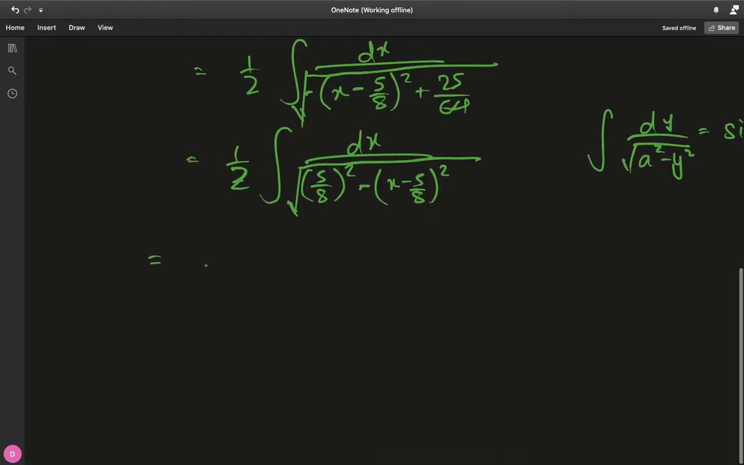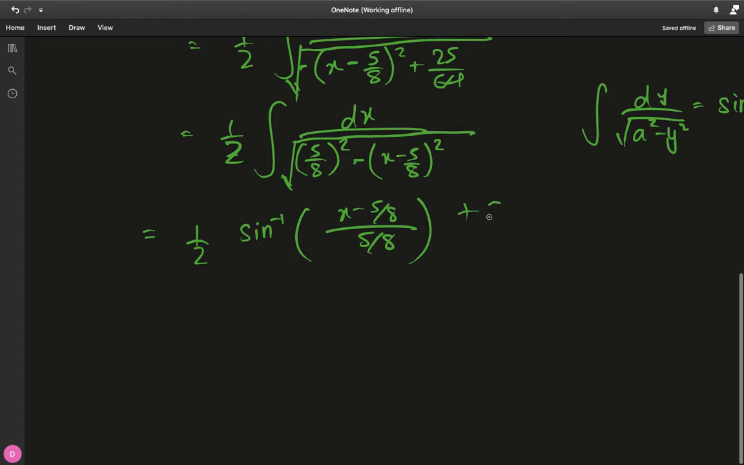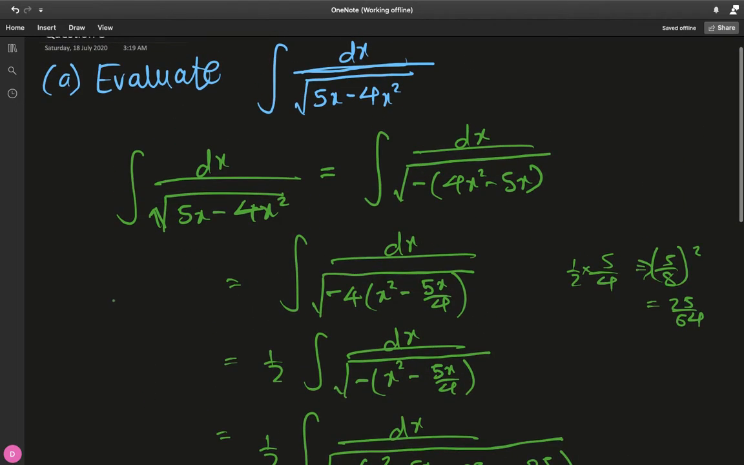We have similar thing here. So we have half times inverse sine of this x minus 5 over 8 divided by 5 over 8 plus c. That becomes half of sine inverse of, take the LCM quickly, we have 8x minus 5 over 8, and that 8 cancels out, giving us just a 5 in the denominator, plus c, and that's your antiderivative.